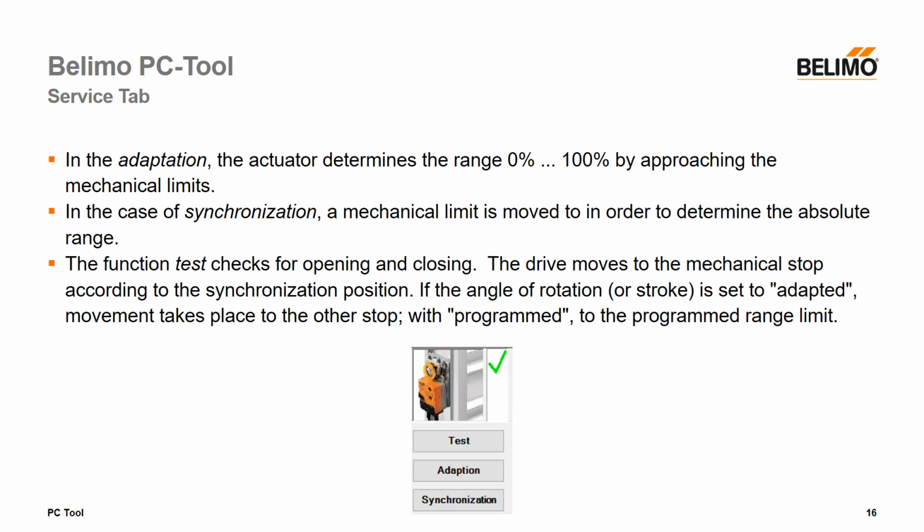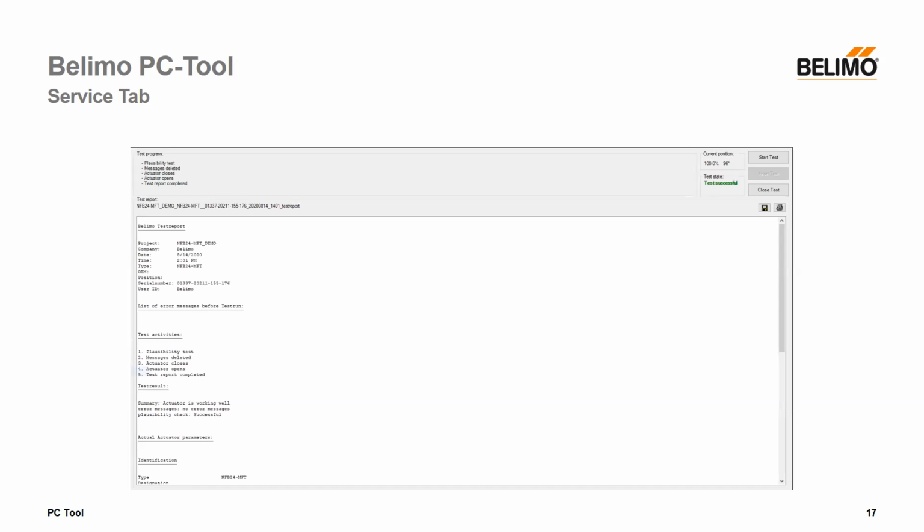Always good to run a functional test if you change any parameters like running time, torque, min and max degree of rotation, things like that. So if you make software changes or parameter changes, a functional test is a good idea to run after those changes have been made. A test is going to basically look like this, and it's simply going to tell you if everything is plausible, if the actuator opens, closes, and if there's any errors. Generally, there'll be no errors. It's a pretty simple test.